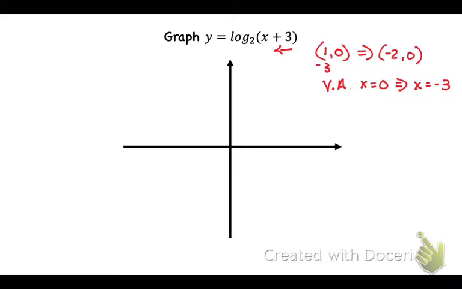Is there any reflection going on here? No. So that means our domain was x is greater than 0. Now it is x greater than negative 3. Not less than, greater than. If it was reflected, it would be less than. So then is the range going to change? Nope. Is there anything else we need to talk about?